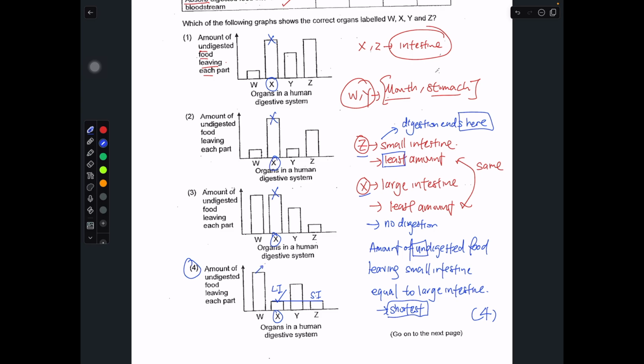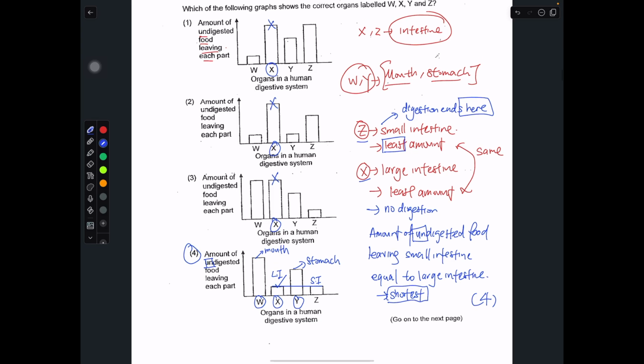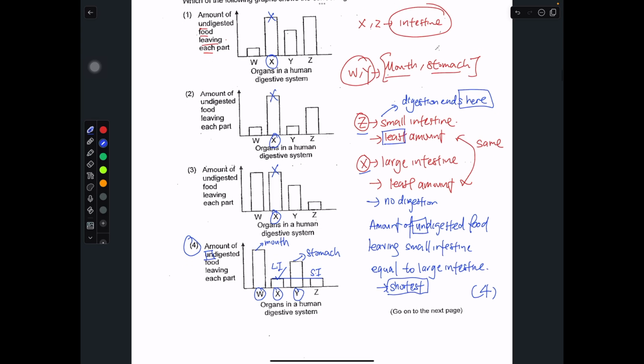This is your mouth. Because you have more undigested food leaving W than Y, so Y must be your stomach. Because there will be less digestion in the mouth as compared to the stomach. The stomach will have more digestion, so you will have a lot less undigested food leaving the part. So for this one, the answer is 4.